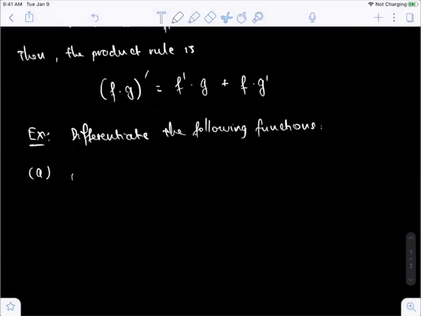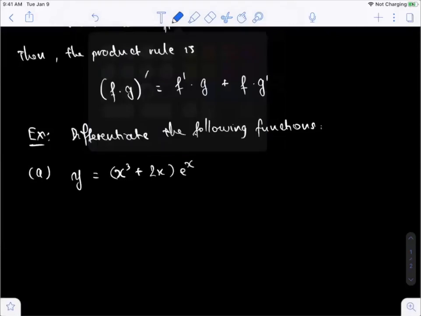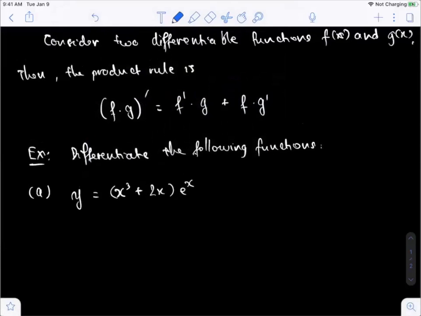You have y equal to x cubed plus 2x times e to the x, right? Another notation that I normally use to distinguish between f and g, I usually use u and v, right? So the product rule can also be written as u prime times v plus u times v prime, right? So it's easier to spot, right? You don't get confused with the function f and the function g.